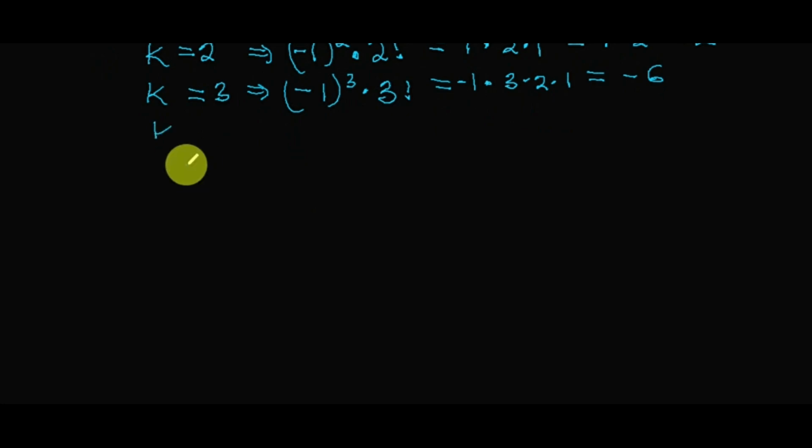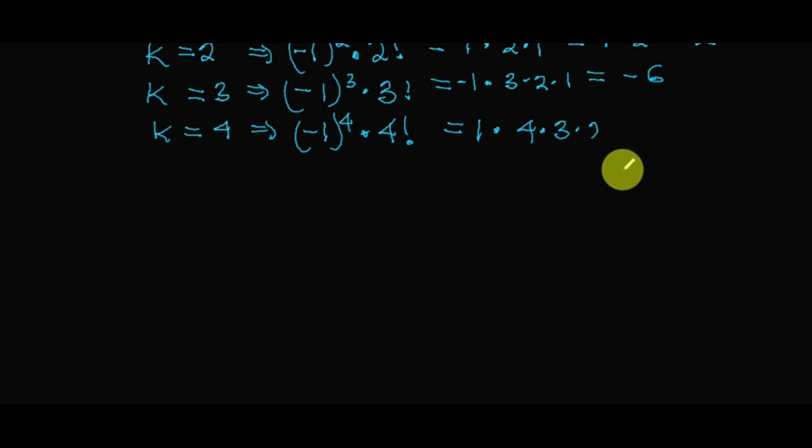Let's look at a situation where k equals 4. So this implies minus 1 raised to the power 4 multiplied by 4 factorial. So minus 1 to the power 4 will give us positive 1, multiplied by 4 factorial, which is 4 times 3 times 2 times 1. So let's multiply. 1 times 4 will give us 4, 4 times 3 is 12, 12 times 2 will give us 24, times 1, and that also gives us 24.